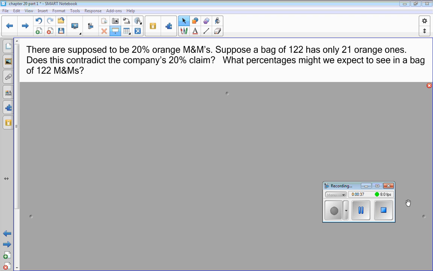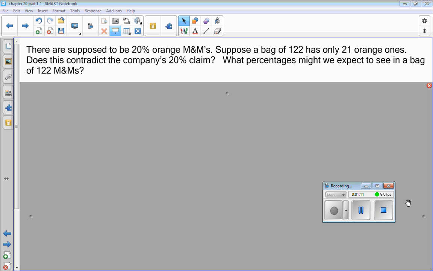I want you to read it and decide why the question's worded differently than maybe the one that was just on your quiz. What's different about it? Does it deal with proportions? Okay, so we're still dealing with P. Do we have a P hat? Do we have a sample that's been collected? Do we have a claim? Okay. So we know we're going to be doing a 1 proportion Z test here. But what's different about it?